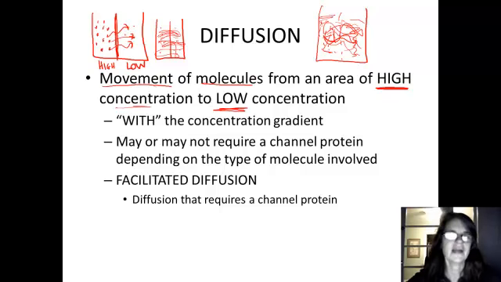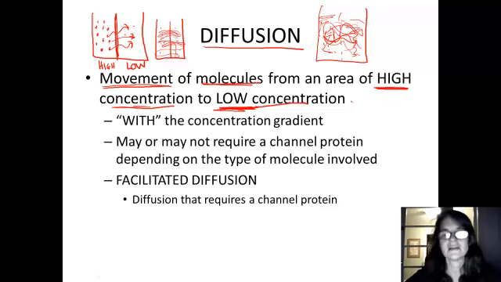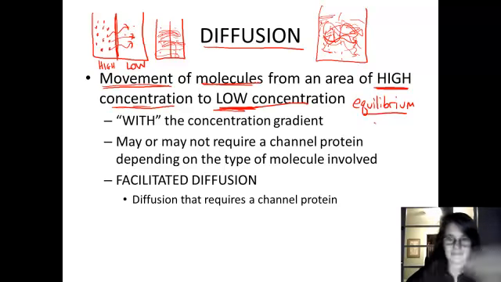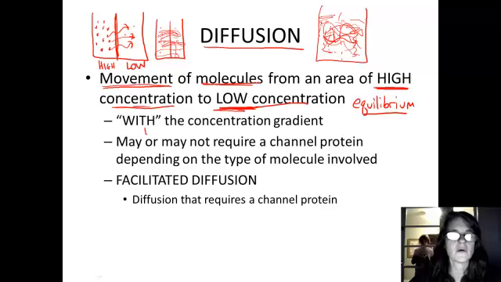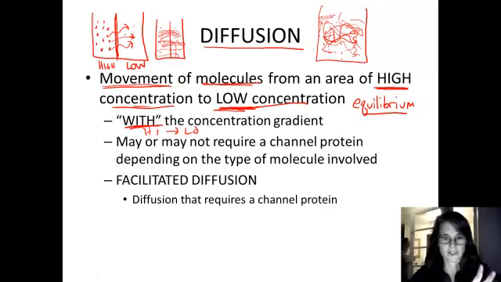So, again, let's not get bogged down. Diffusion is the movement of molecules from an area of high concentration to an area of low concentration. And they never stop moving, but we stop being able to perceive motion once they reach equilibrium, meaning once there are equal amounts of molecules on either side. So then that diffusion stops as far as we're concerned. Now, what this means is when they are going from high to low, they are going with the concentration gradient. They are going with the gradient from high to low.